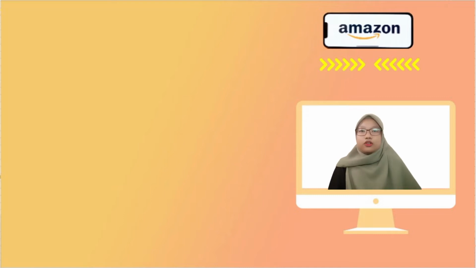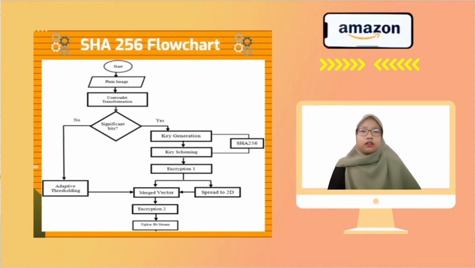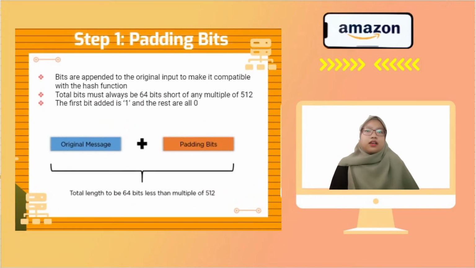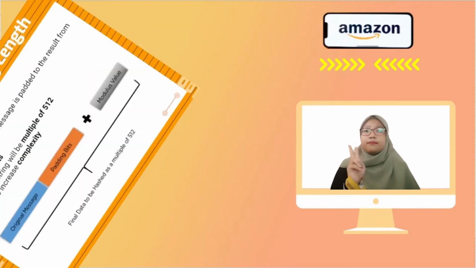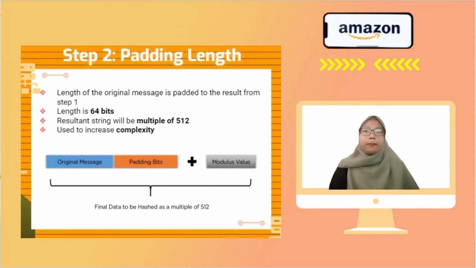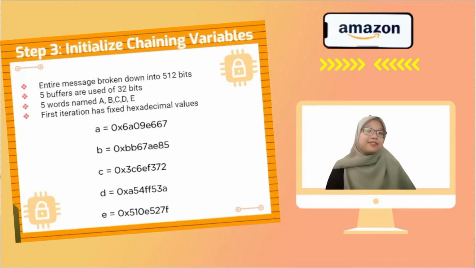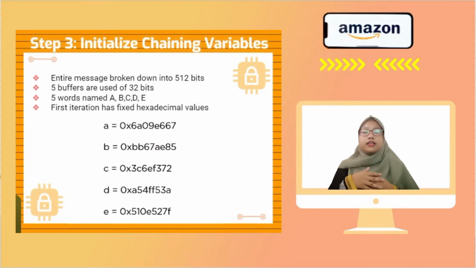Besides, let's look at how SHA-256 works, based on the diagram showing the SHA-256 algorithm flowchart. Step 1 is to make the plain text compatible with the hash function. Step 2, we have to pad the length bits. Step 3, we have to initialize the chaining variables.